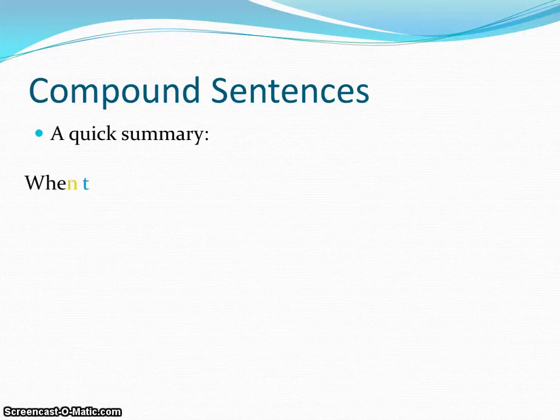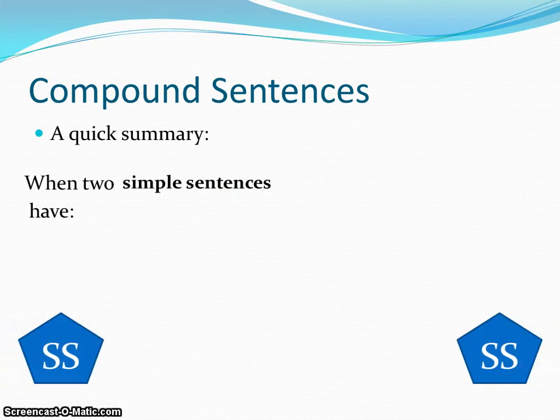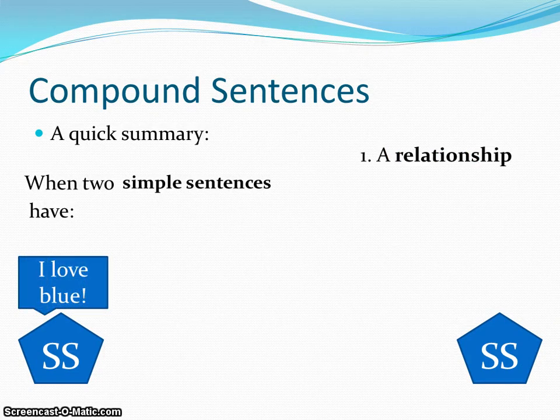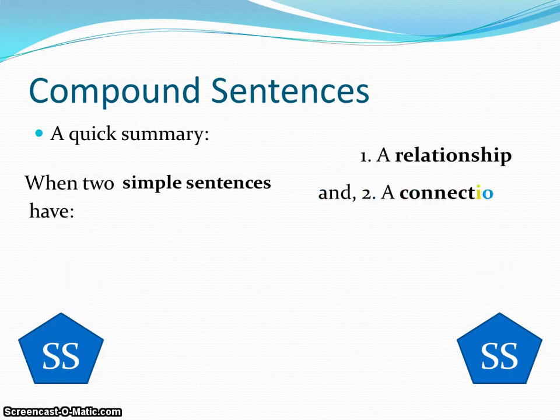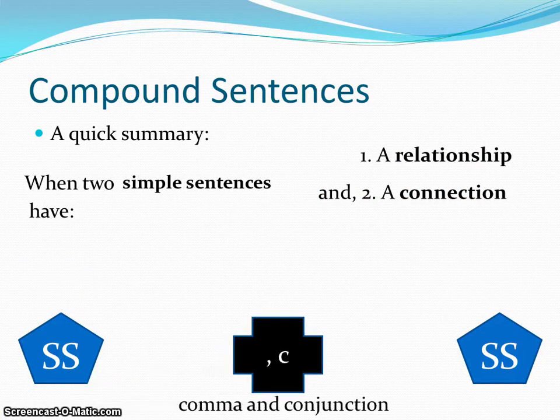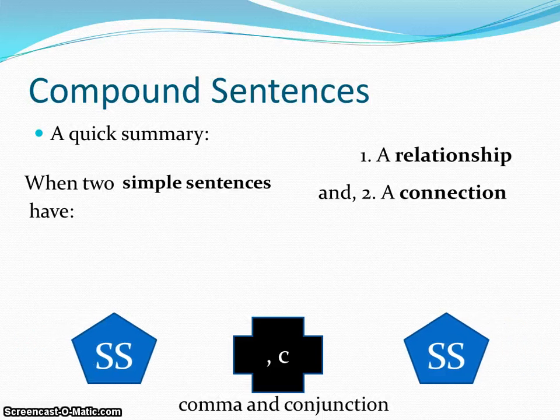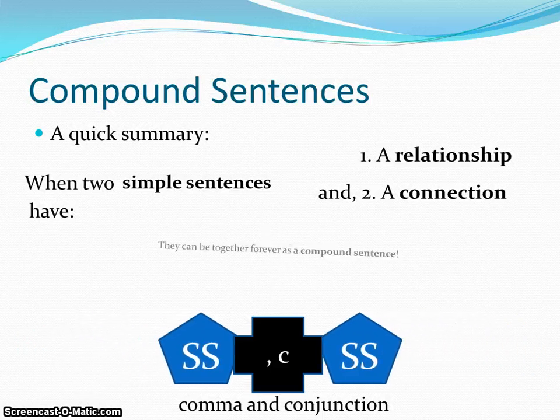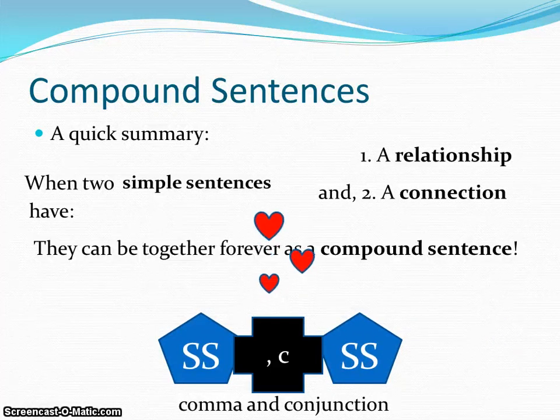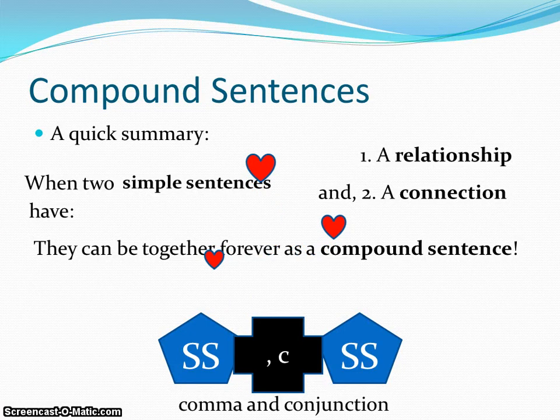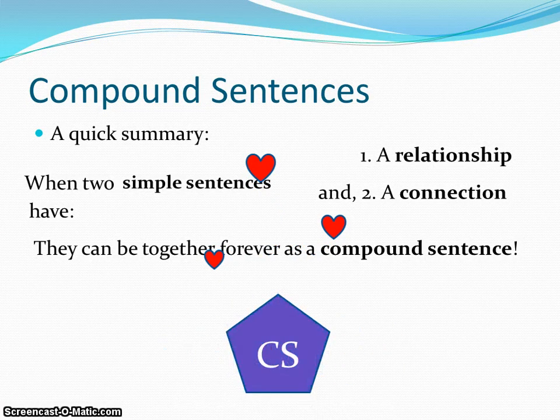What have we looked at? When two simple sentences have a relationship, I love blue. Me too. And a connection, comma and conjunction in this instance, they can be together forever as a compound sentence. And aren't we all just happy now?